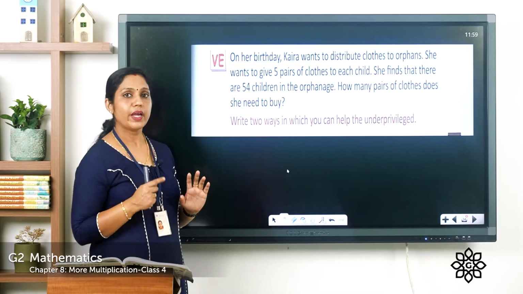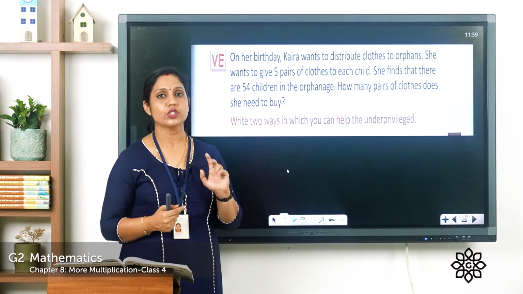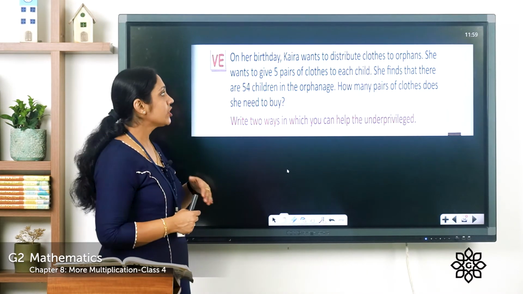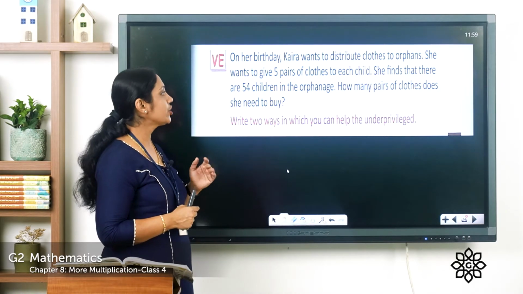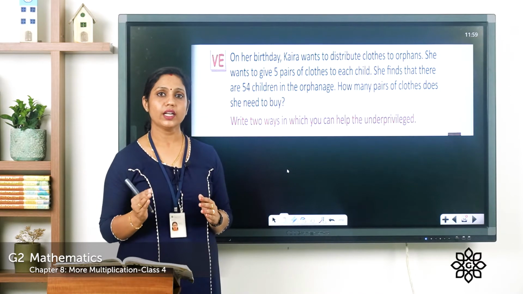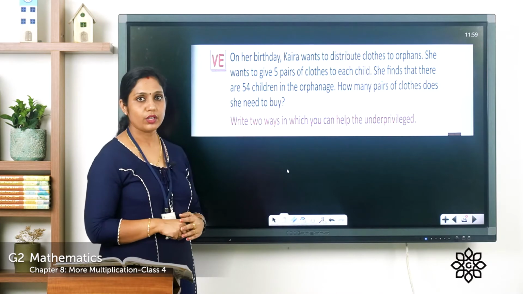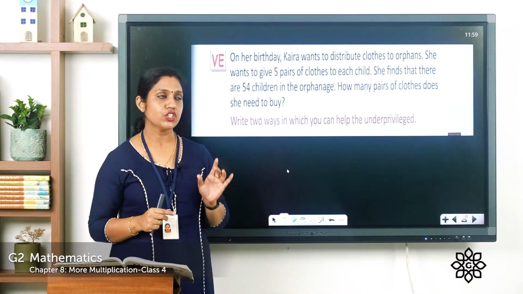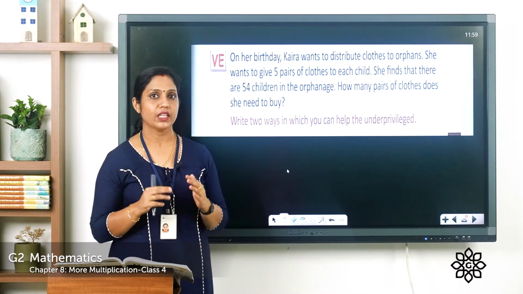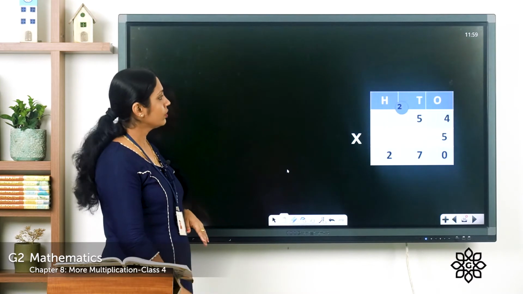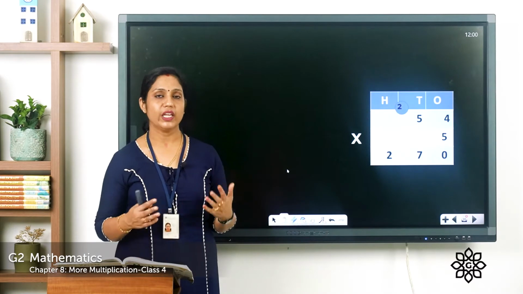She wants to give 5 pairs of clothes to each child. So to one child she wants to give 5 pairs of clothes. She finds that there are 54 children in the orphanage. How many pairs of clothes does she need to buy? So total children, that is total orphans in the orphanage, are 54. If she wants to give each child 5 pairs of clothes, how many clothes should she buy? That is our question. So when we multiply 54 by 5, we get the answer.